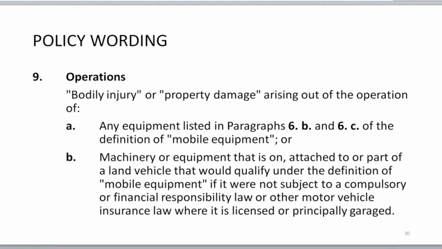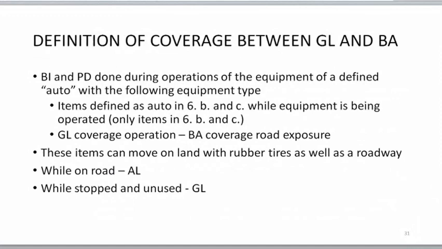Again, if you have the kind of equipment, while it's on the highway, then it's auto, but once it gets to the site and is being used as a cherry picker, as a street sweeper, as a pump truck, as a crane, as a drill rig, as farm equipment, once it starts being used, then it becomes GL. Again, another reason to have auto and GL with the same carrier.